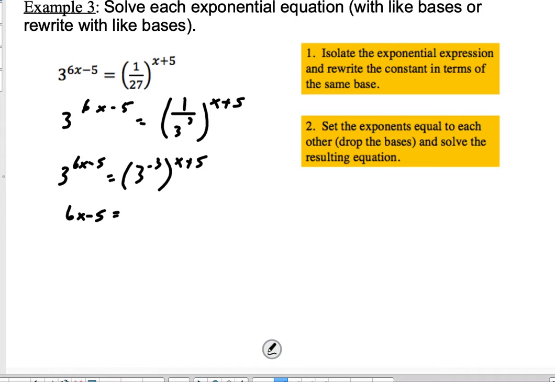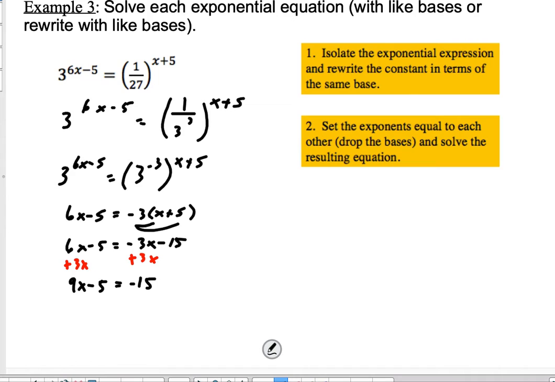is equal there to negative 3 times x plus 5. I have to use my distributive property here and distribute the negative 3 through. So that's negative 3x minus 15. Let's get our x terms over on the left-hand side, so I'm going to add 3x. So we get 9x minus 5 equals negative 15.